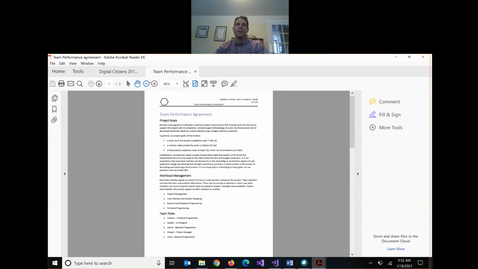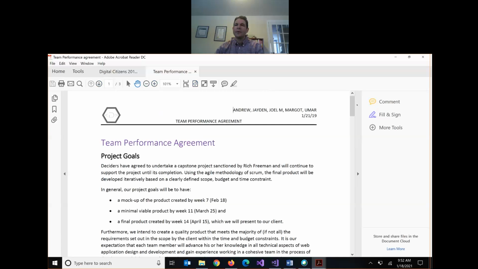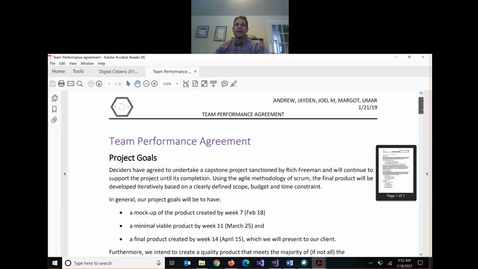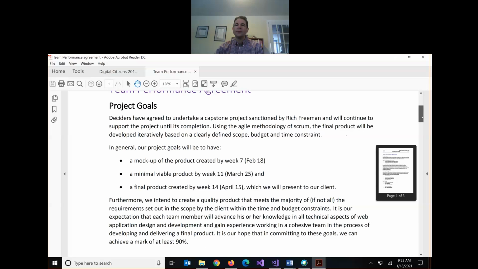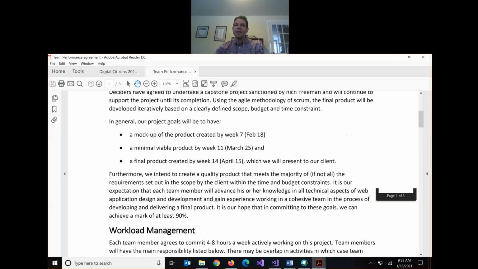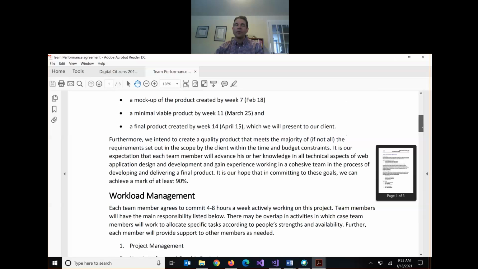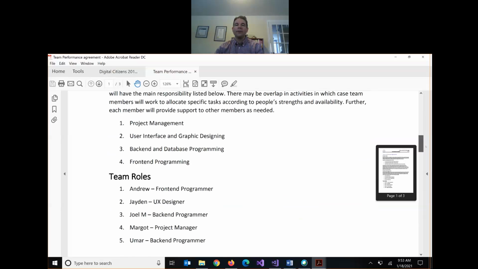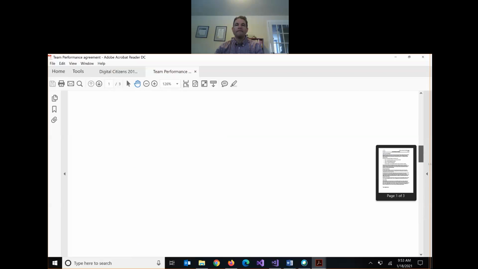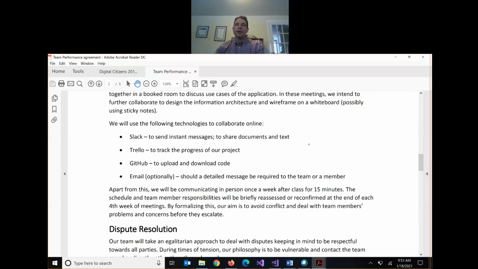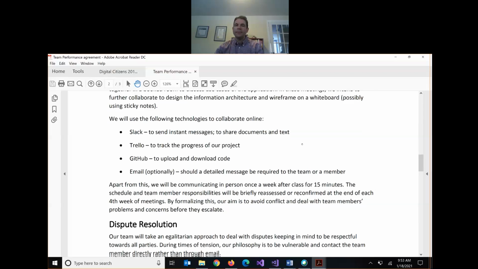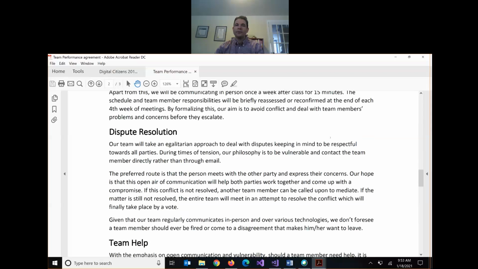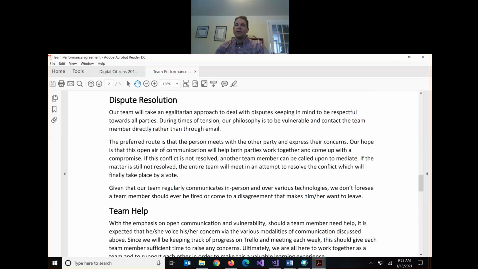Right, here is another one, 3 pages. Another really strong group from a couple years ago. They set out the goals. They said they wanted to get a 90%. They set out their workload, their roles, how they would communicate, resolve disputes, and what to do when they needed help.